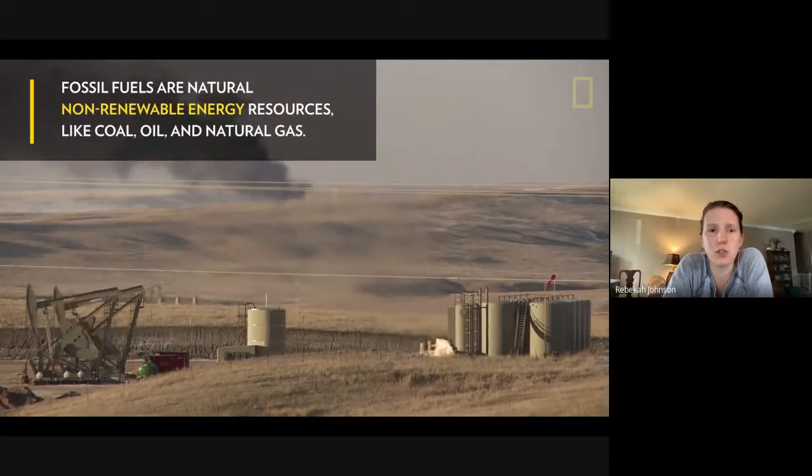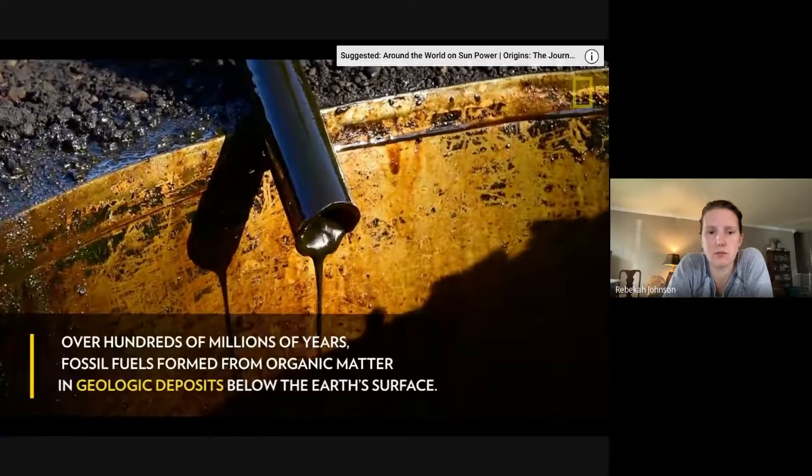Fossil fuels are natural, non-renewable energy resources.